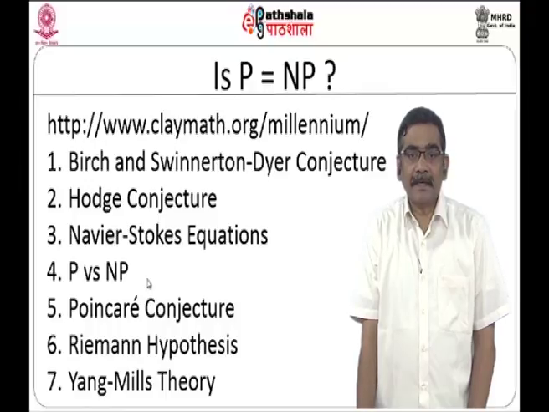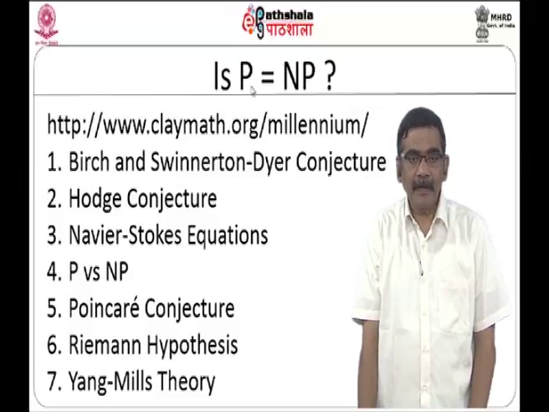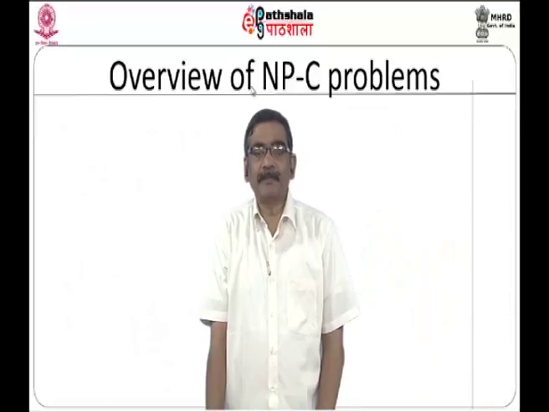In the last module we discussed that this is a $1 million problem. The Clay Math Institute has given a set of very difficult problems to solve, and you can see that one of the problems here is P versus NP. That means we have to say whether P is equal to P not equal to NP, and the solution of this would fetch $1 million. So, this shows that this proof is a little bit complicated.